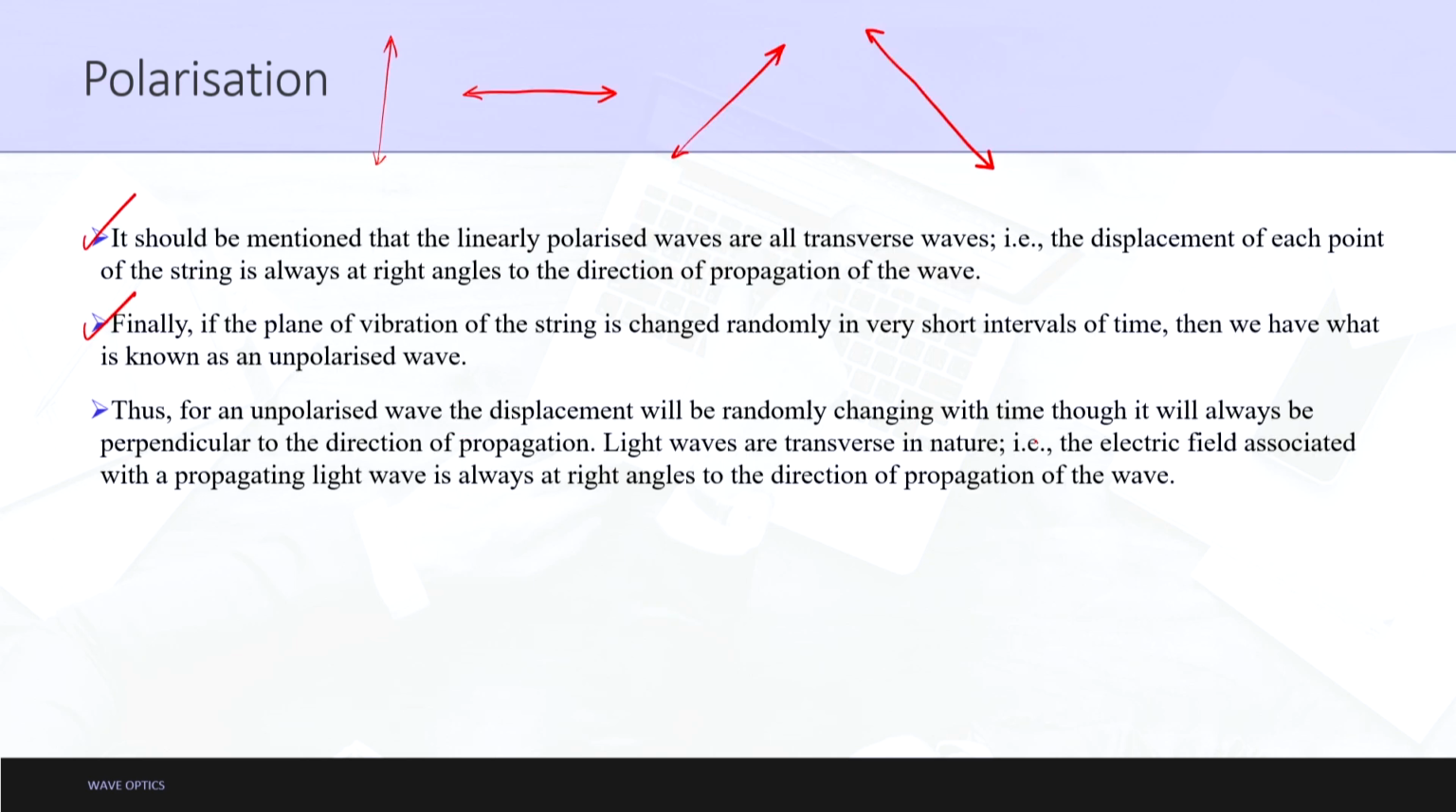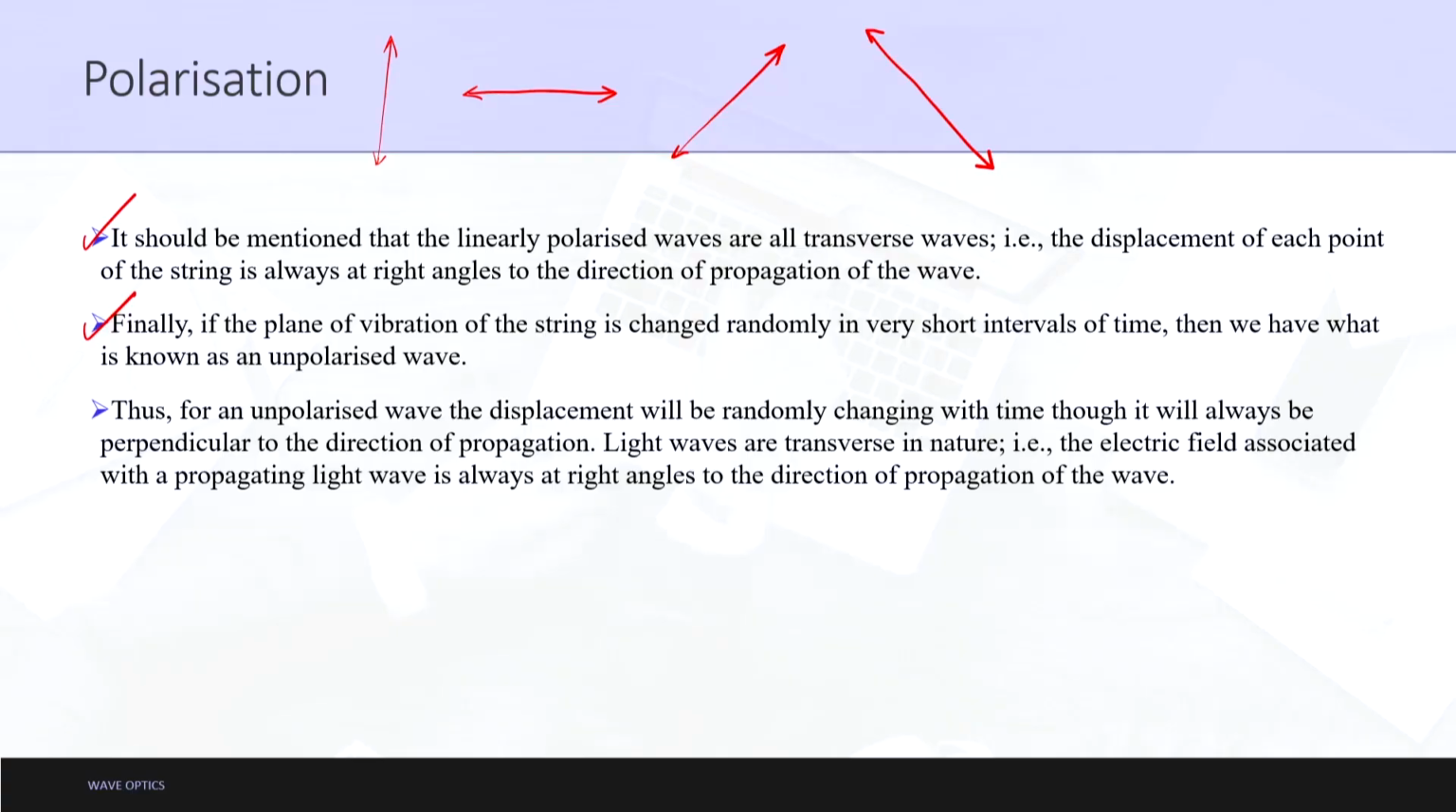So finally, if the plane of vibration of the string is changed randomly, as I said, in very short intervals of time, then we have what is known as an unpolarized wave. So this is the example of an unpolarized wave again. Thus, for an unpolarized wave, the displacement will be randomly changing with time. Quite evident, the displacement will change, either in the y direction or z direction, or anything between the y and z directions. Though it will always be perpendicular to the direction of propagation. Quite evident, because if it is happening anywhere in the yz plane, it is always perpendicular to the x direction.